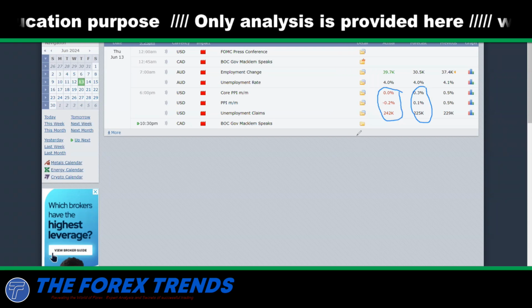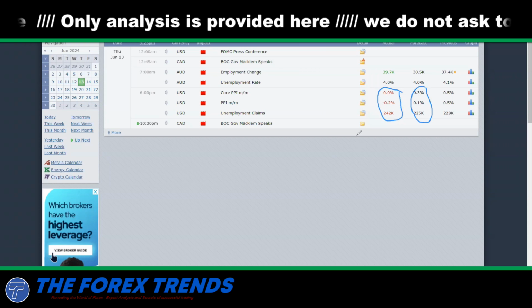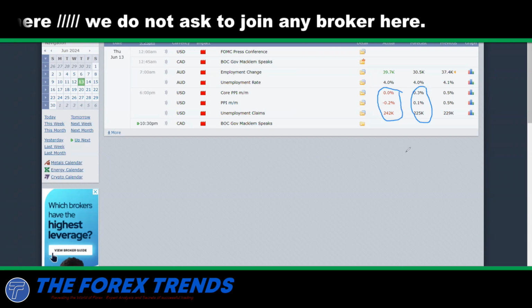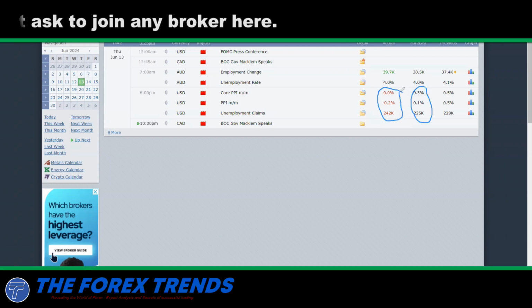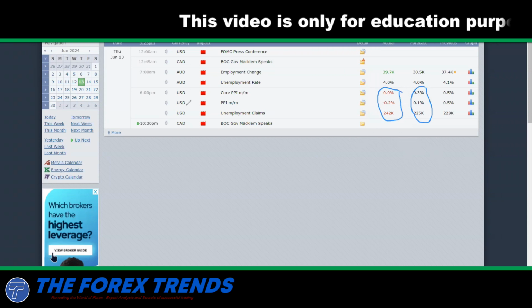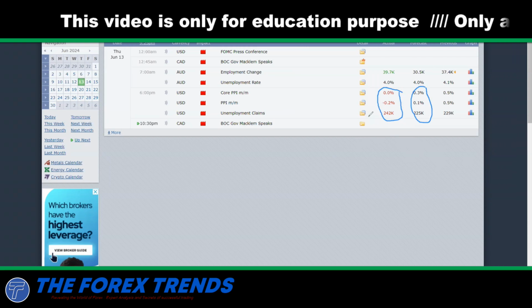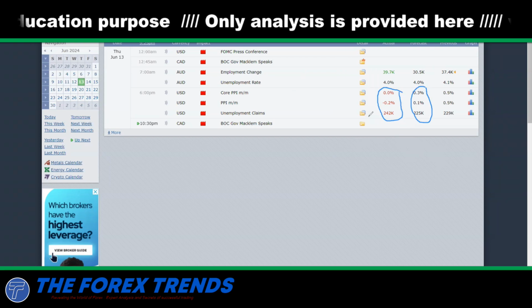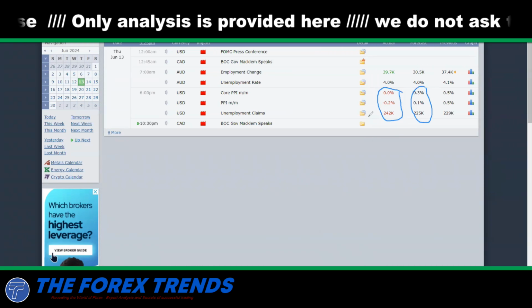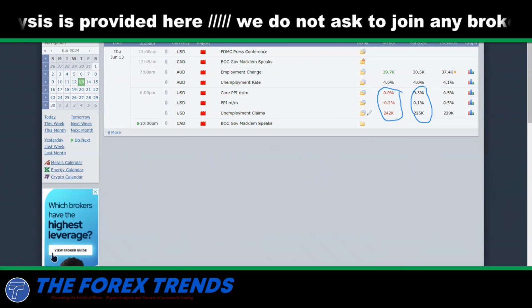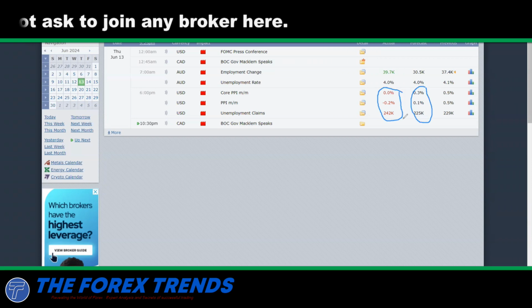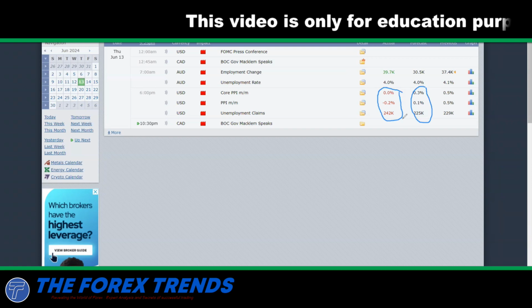As we know, the previous day we had the inflation data, that is CPI. It was also negative for the dollar, and the PPI is also negative for the dollar. This is an indication of some weakness in inflation in the USA. Okay, so this is the fundamental of the US.